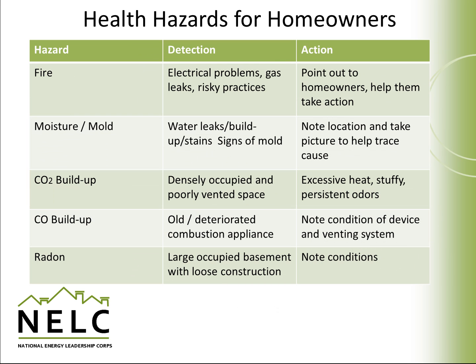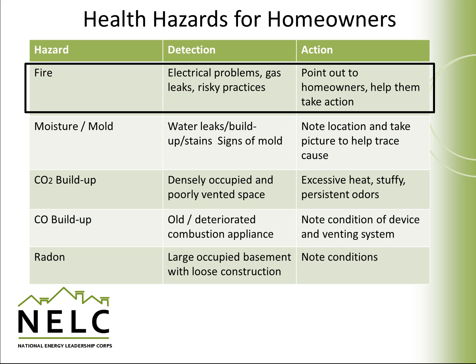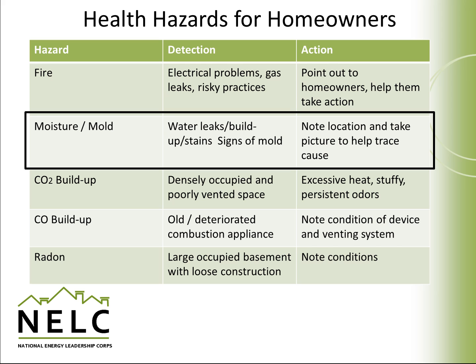Let's take a look at some categories of health risks that you might be looking for to protect homeowners. And we'll take a look at each hazard and how you might detect it and also how you might take action. The risk of fire will be an important thing to spot. It could be in the form of an electrical problem, bad wiring, a gas leak, or even just a risky practice. It'll be important to point these out to homeowners and help them take action. Moisture and mold can create health hazards and potentially risk long-term damage to the home, so being able to spot them is important. Noting the location and taking a picture will be very helpful in tracing the cause of that moisture and helping someone do something about it.